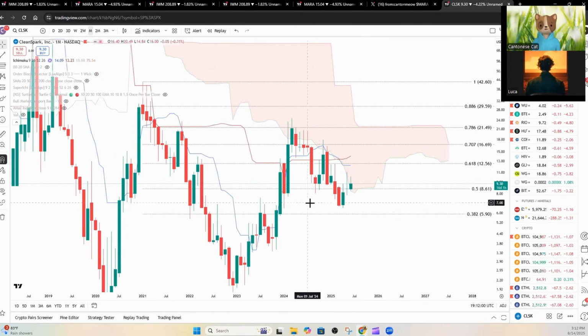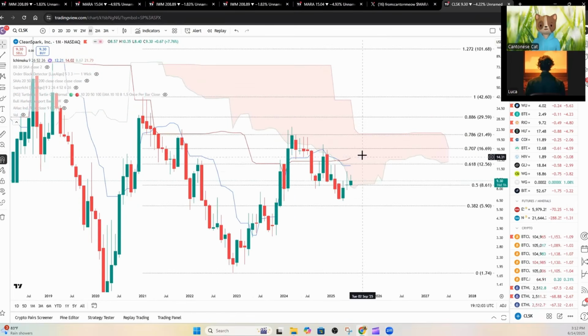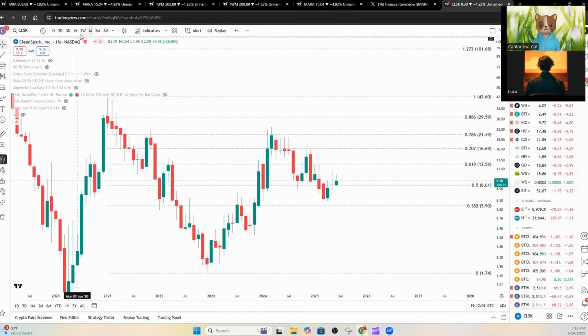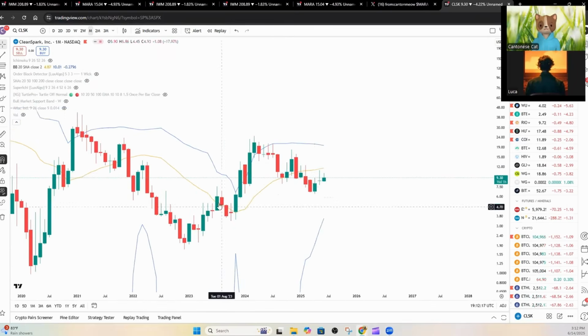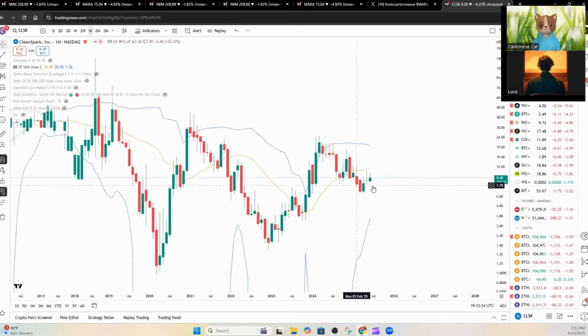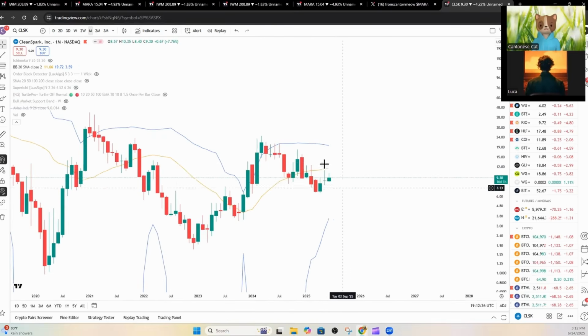There's a lot of confluence there, and I think that the cloud here is telling us a story. So that's kind of what I'm thinking about CleanSpark here. The other thing I also like to look at is the 20-month moving average. Once it breaks underneath that, I get a little bit iffy about a stock unless it breaks back above, backtests and goes higher. I think it's in the process of doing that.